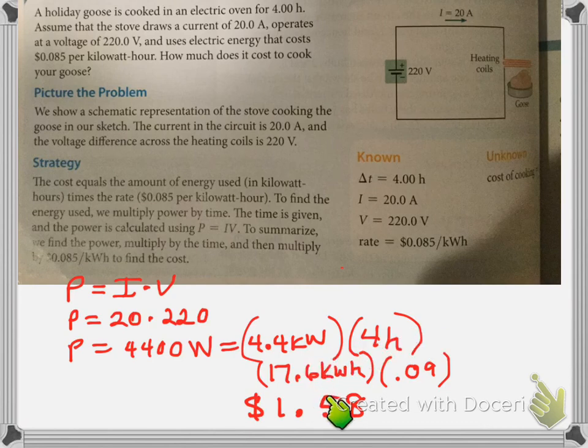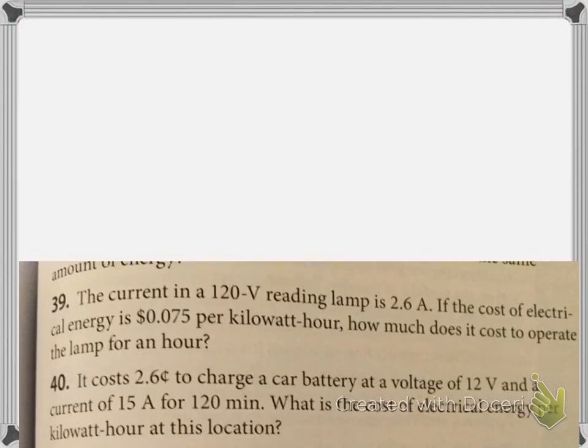It's very much a cumulative effect because we have so many things plugged in, and some require more power than others. For example, a dryer takes a lot of energy compared to something small that might get plugged into your wall. Anyway, so $1.58 to cook that goose. Remember, in Missouri. All right, next we're going to do number 39, which says the current in a 120 volt reading lamp.